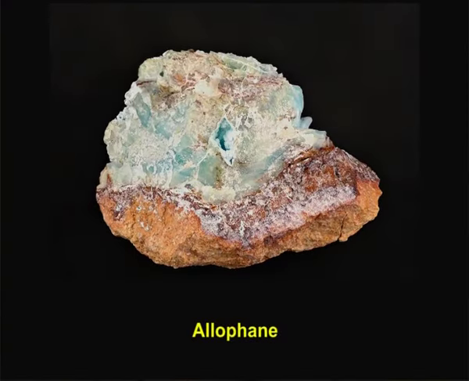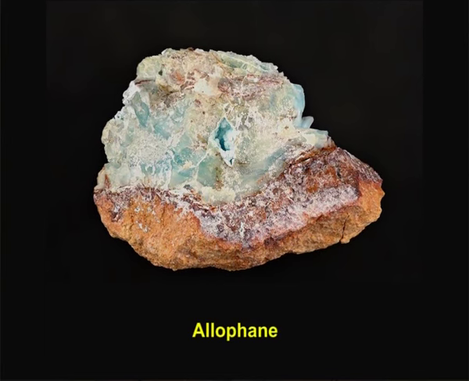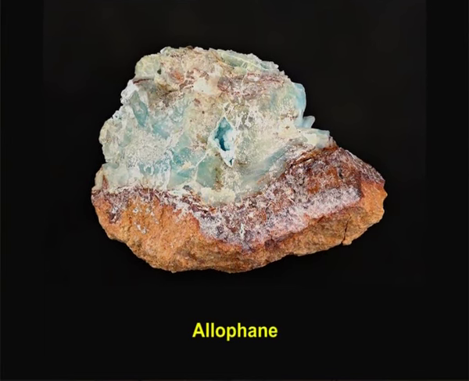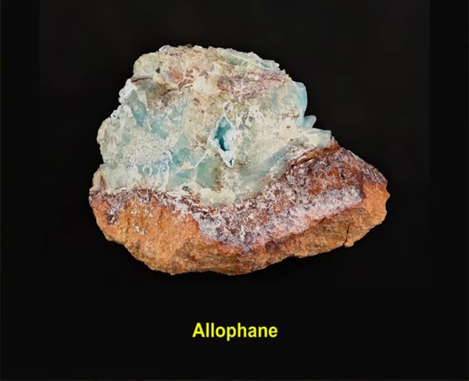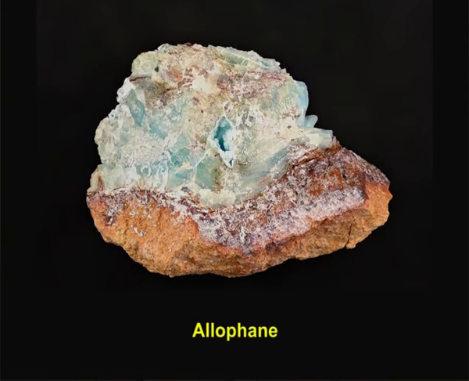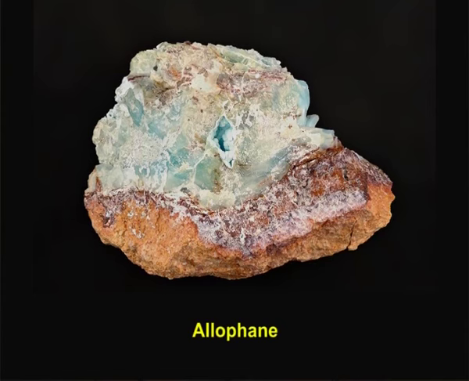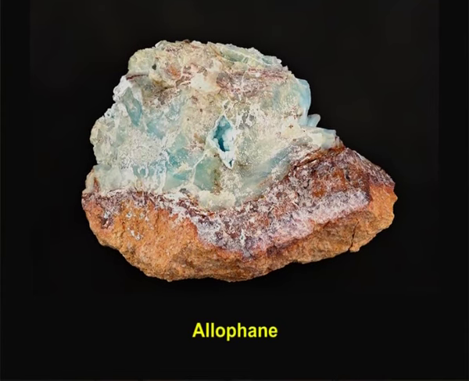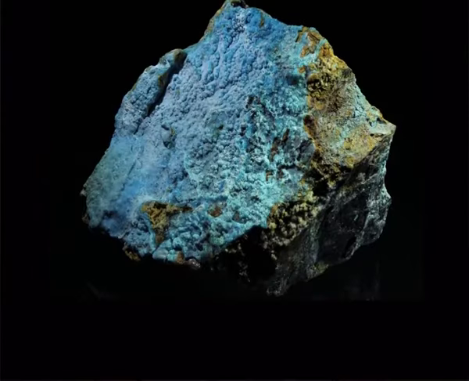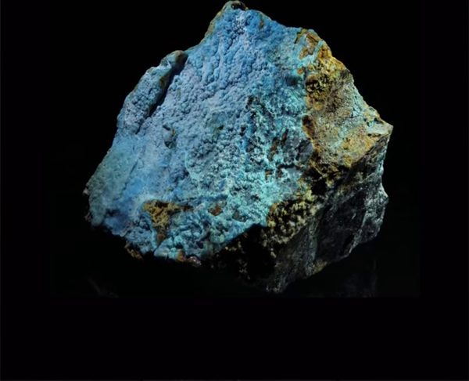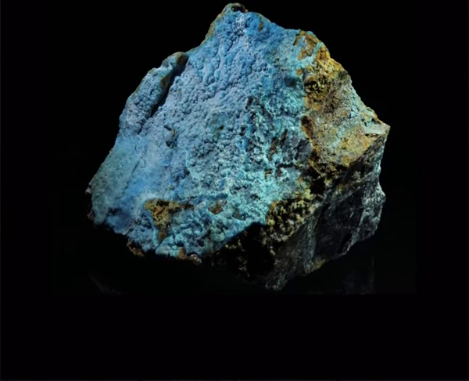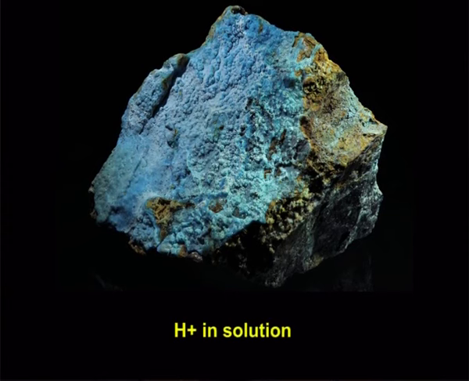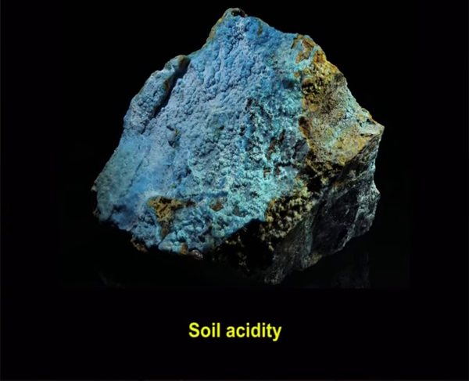Typically, these clays occur where large amounts of weathering products exist. These clays are common in soils forming from volcanic ash. Example, allophane. These clays have a variable charge that depends on the hydrogen ion in solution, the soil acidity.